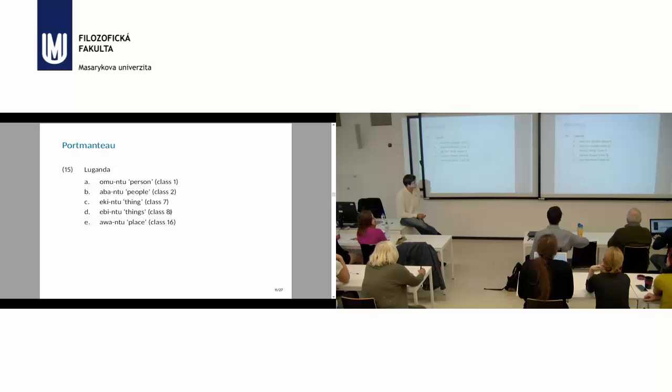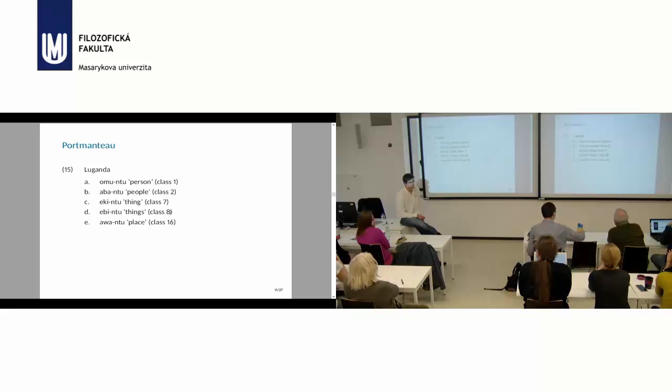Now, the noun for people, which is a plural, contrasts with the singular omuntu, which is one person. Okay, and you see that there is a shared part, which I separated by a dash, preceded by omu for singular and aba for plural. Now the interesting thing is that exactly the same root, tu, also shows up in the noun for thing, which is echintu, and things, which is ebintu.